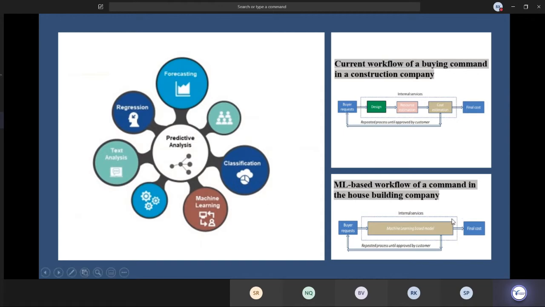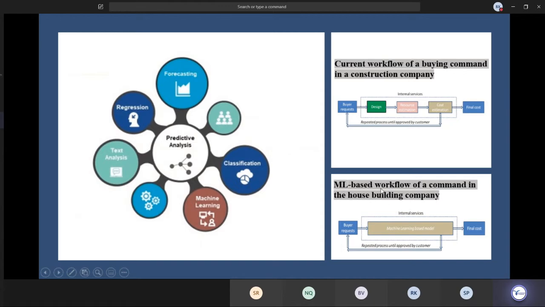As shown here in this figure, this is the machine learning workflow of a command in the house building company. Machine learning is expected to link the buyer request and final cost within the short term, so that interaction between salesperson and client can be improved and repeated intermediate design can be avoided.